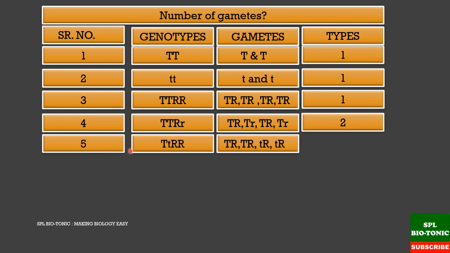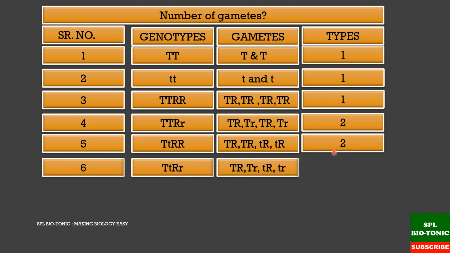Here in the fifth case, TtRR also forms 4 gametes but of two types. So students, if you take the next example, TtRr, the gametes formed are TR, Tr, tR, and tr. So there are 4 gametes formed, and the types of gametes are 4.